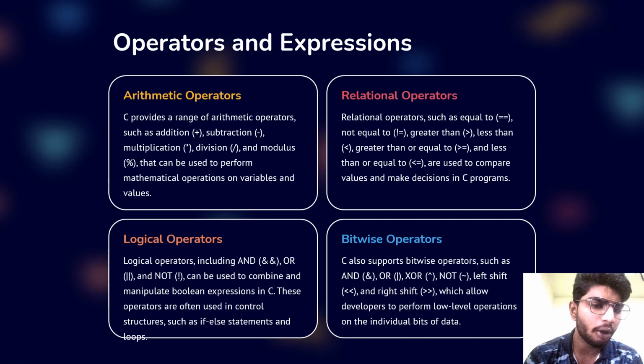Logical operators. Logical operators including AND, OR, NOT can be used to combine and manipulate Boolean expressions in C. These operators are often used in control structures such as if-else statements and loops. Bitwise operators. C also supports bitwise operators such as AND, OR, XOR, NOT, left shift, and right shift, which allow developers to perform low-level operations on individual bits of data.